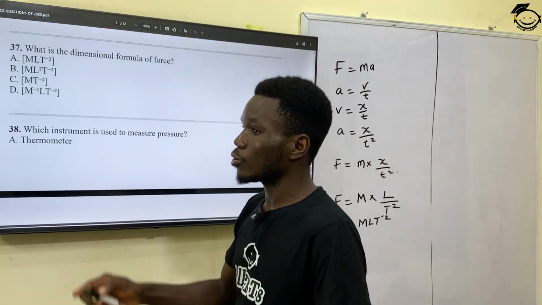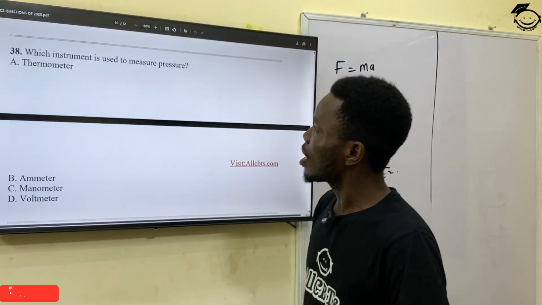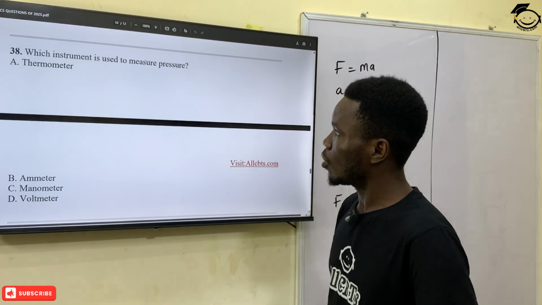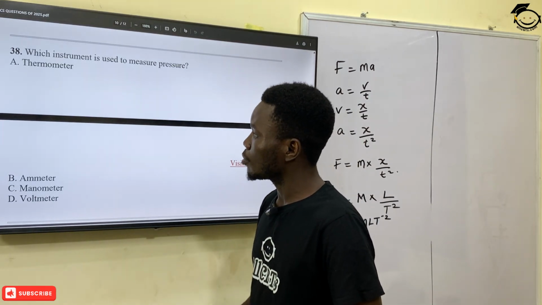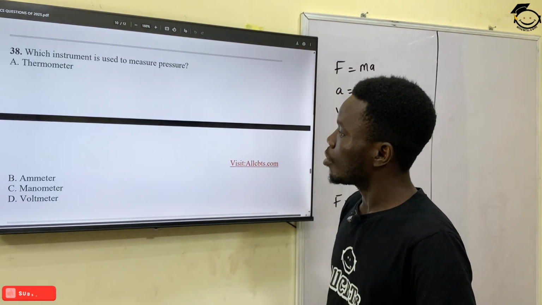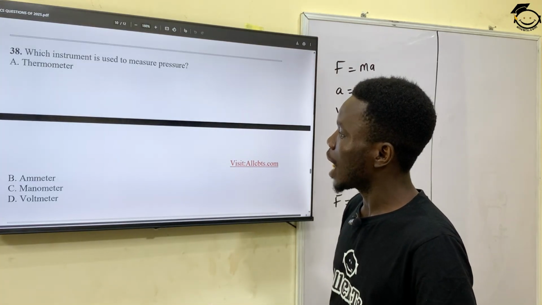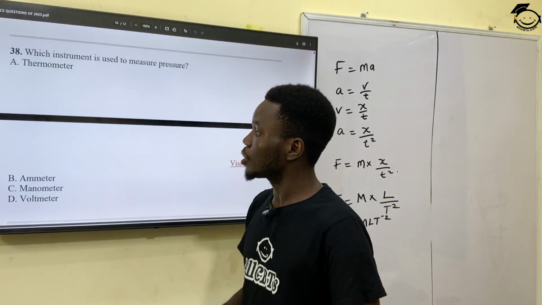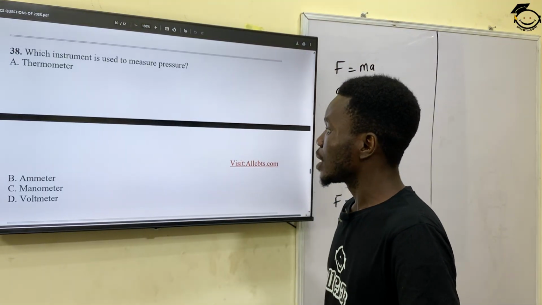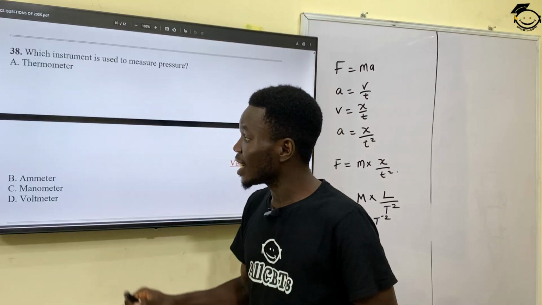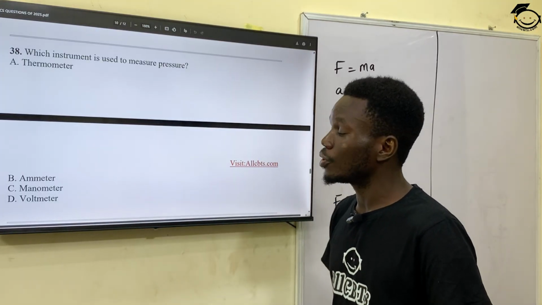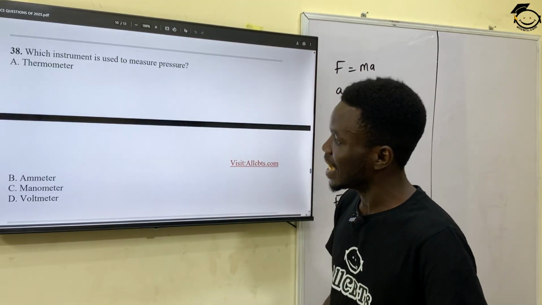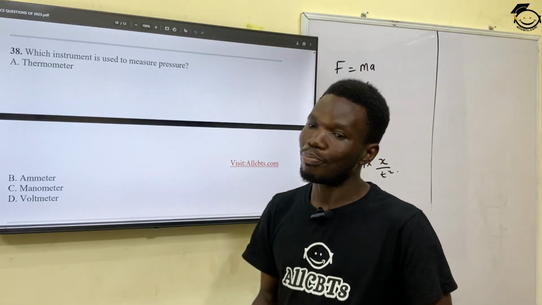The next question, question number 38, says, which instrument is used to measure pressure? Option A, thermometer. Option B, ammeter. Option C, manometer. And option D, voltmeter. The thermometer is used for measuring temperature. The ammeter is used for measuring current. The voltmeter is used for measuring voltage. The manometer is used for measuring pressure, which is option C. So the correct answer to question number 38 is option C, manometer.